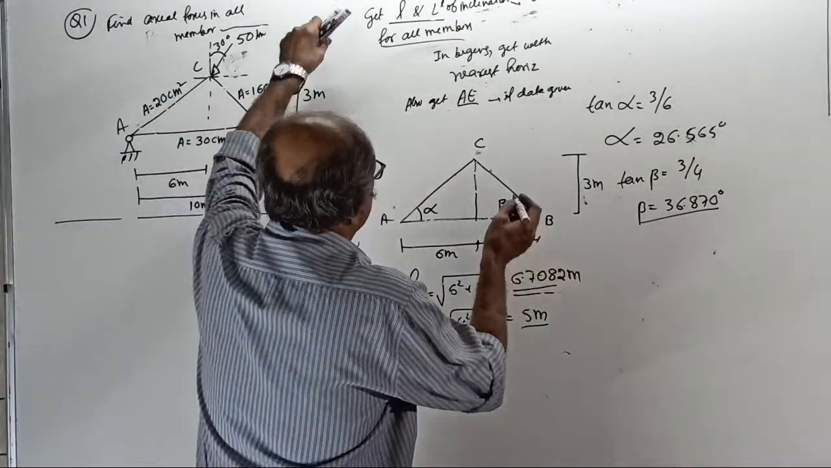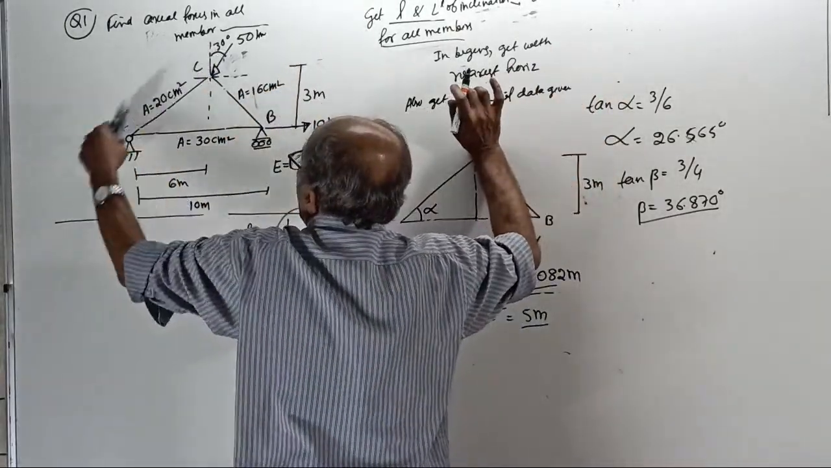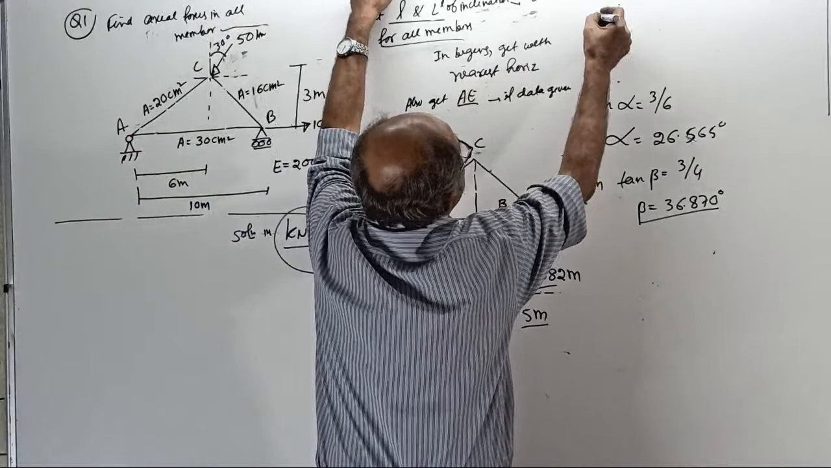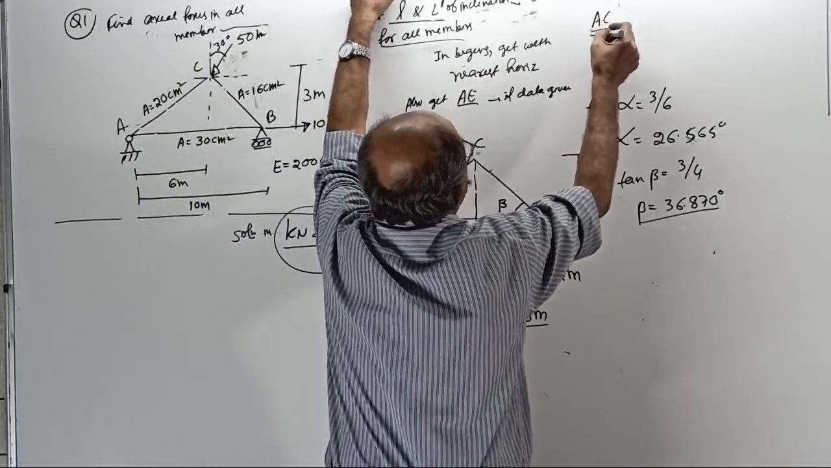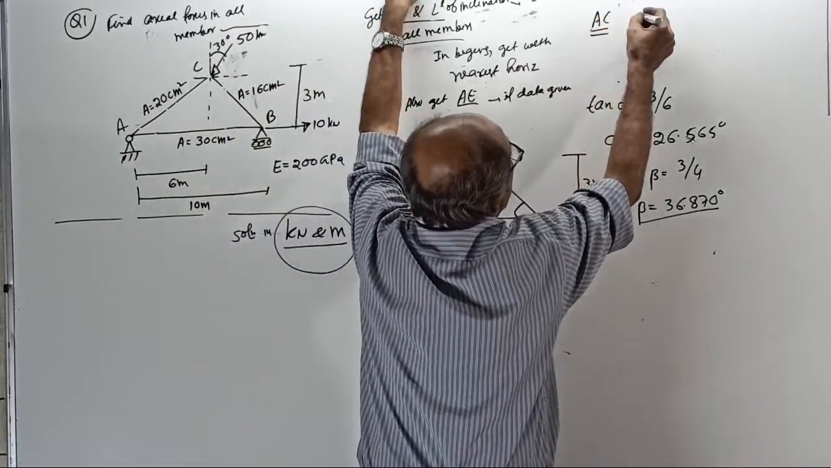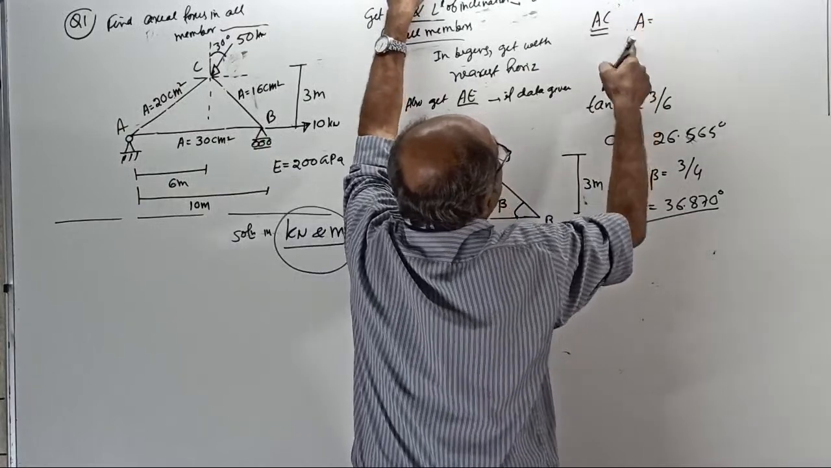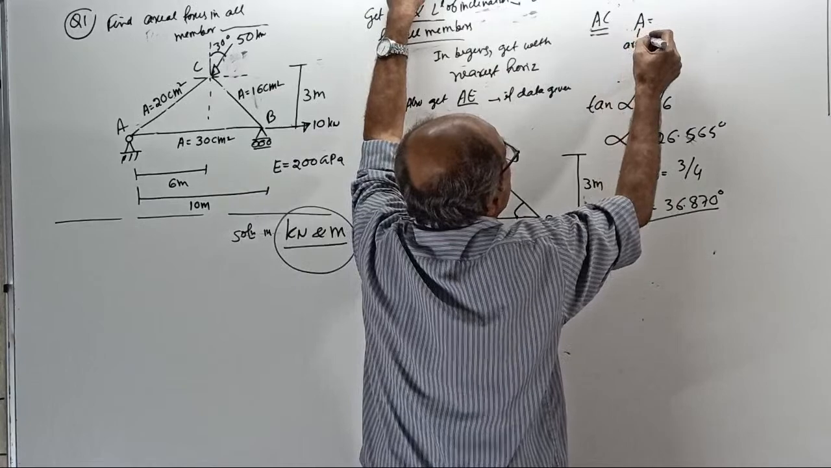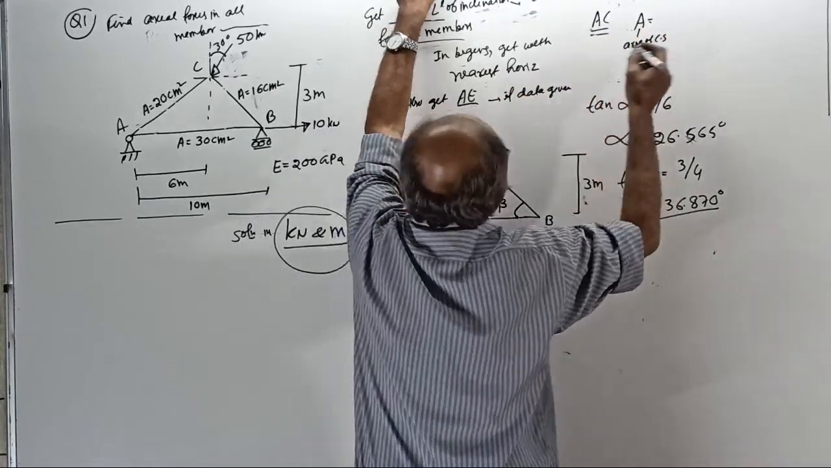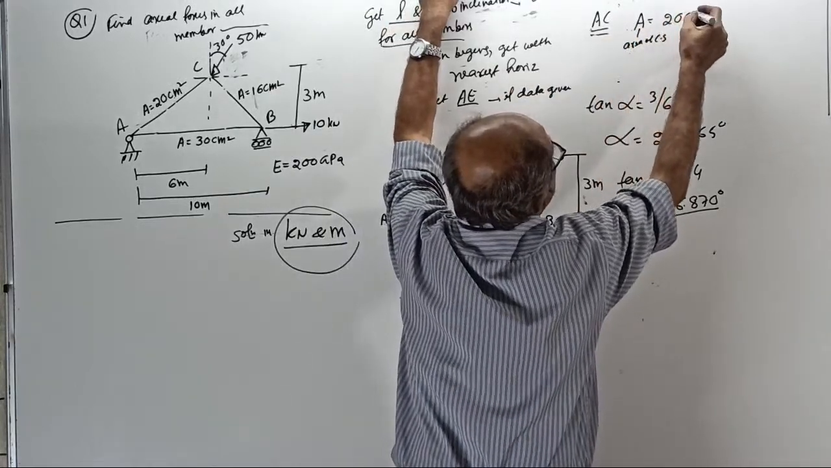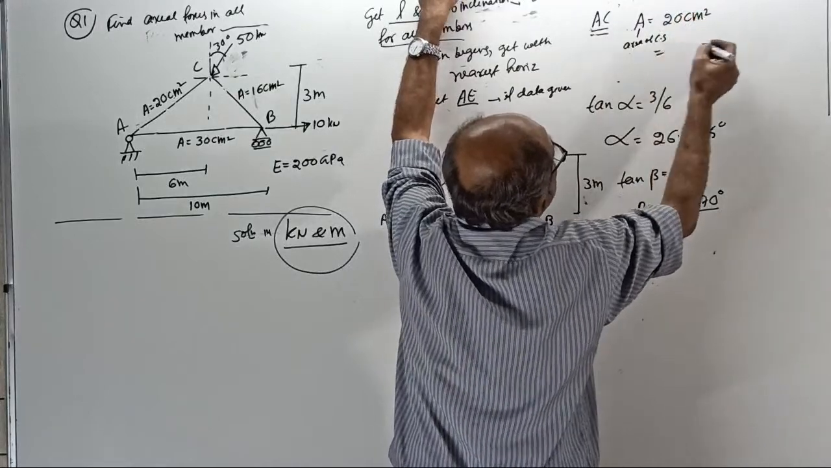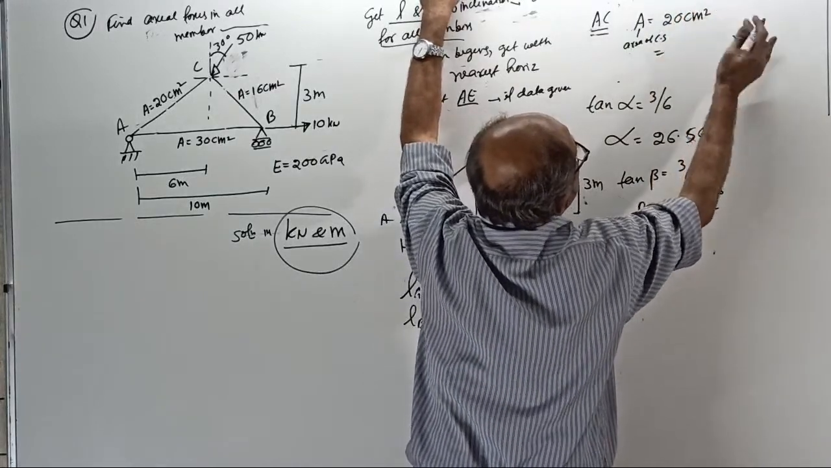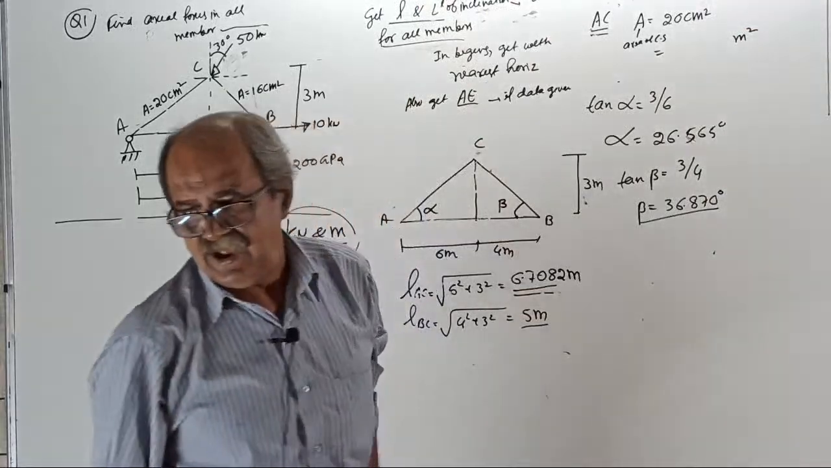Before you proceed further, consider one of the members, AC. For the AC member, they told the cross-sectional area, the area of cross-section at point A. They told 20 centimeter square. Convert to meter square. How much?